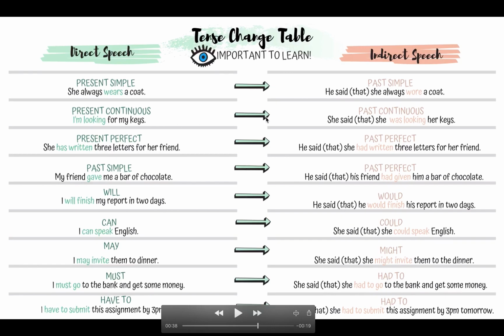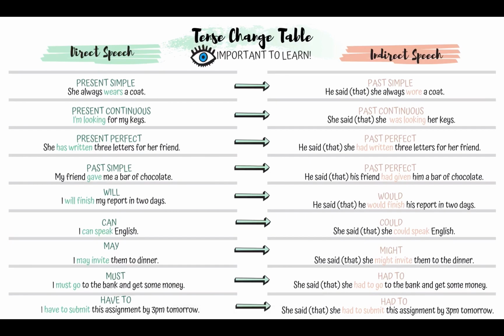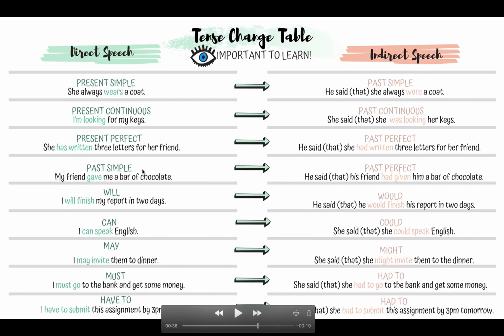Present continuous becomes past continuous. The present perfect becomes the past perfect. So present perfect simple becomes past perfect simple. Present perfect continuous becomes the past perfect continuous. Now, have a look here, because this is quite interesting. When we're talking in the past simple in direct speech, we go back in time to our time machine and we arrive at the past perfect. So the present perfect and the past simple both become the past perfect.